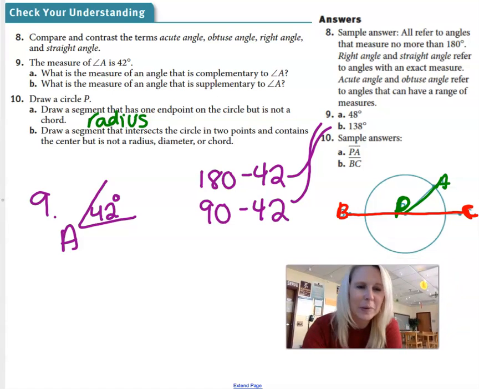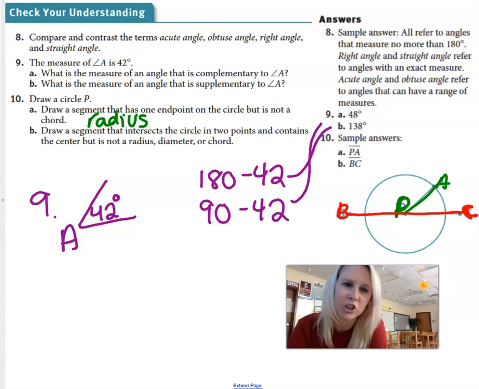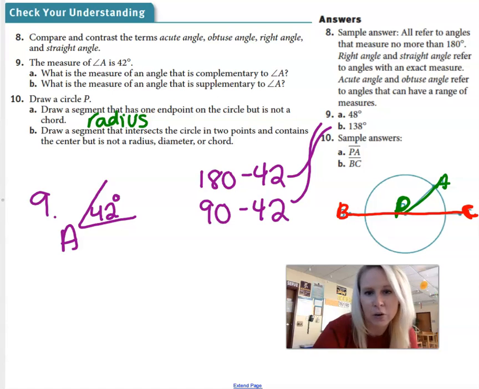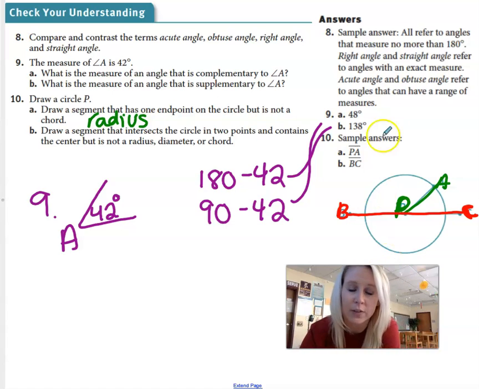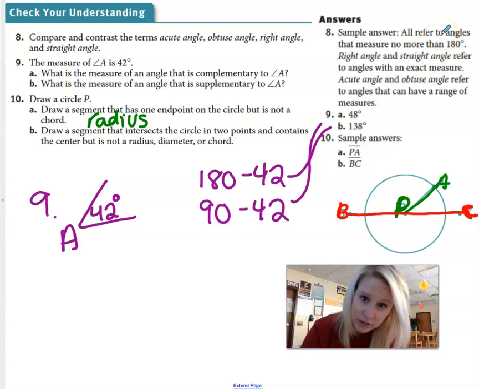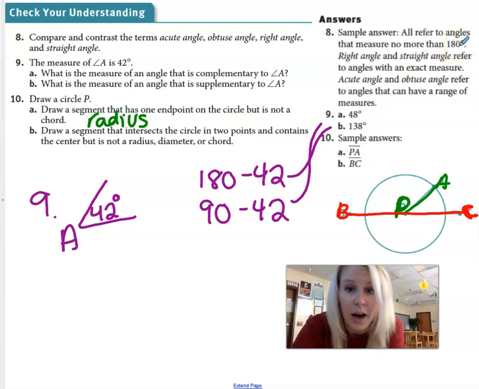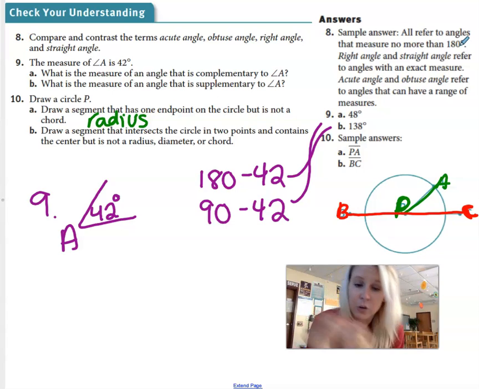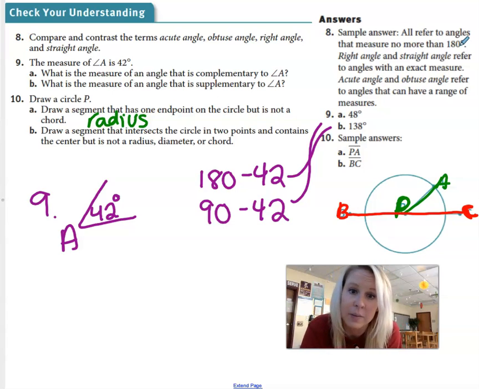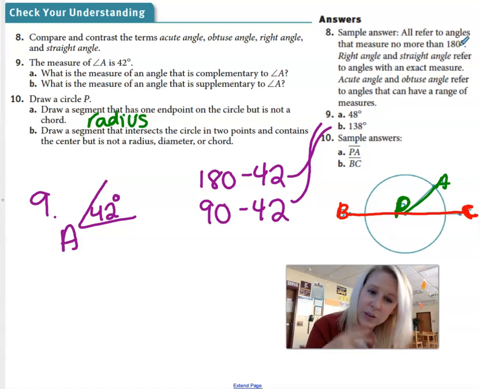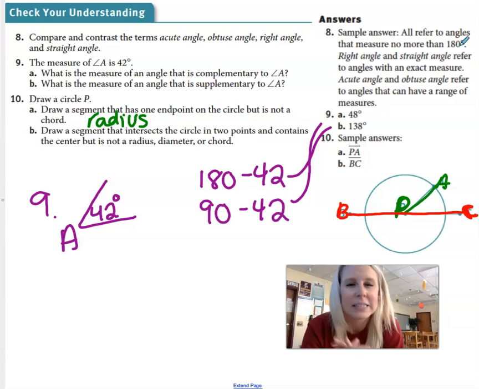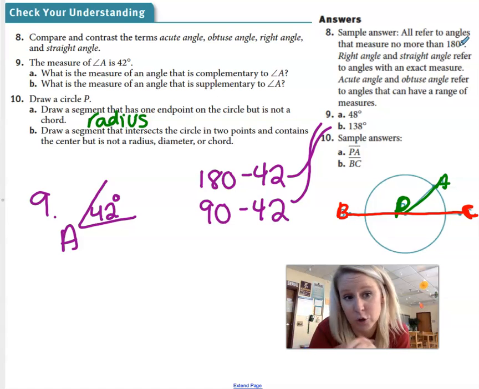All right, so let's talk about number 8. It says compare and contrast the terms acute, right, obtuse, and straight angle. That's just a review of our vocabulary. They are all angles that measure no more than 180, and they're all bigger than 0. A right angle and a straight angle refer to angles with an exact measurement. A right angle has to be 90, a straight angle has to be 180. Acute and obtuse angles can vary. It can be between certain numbers, but it doesn't have an exact angle measure.